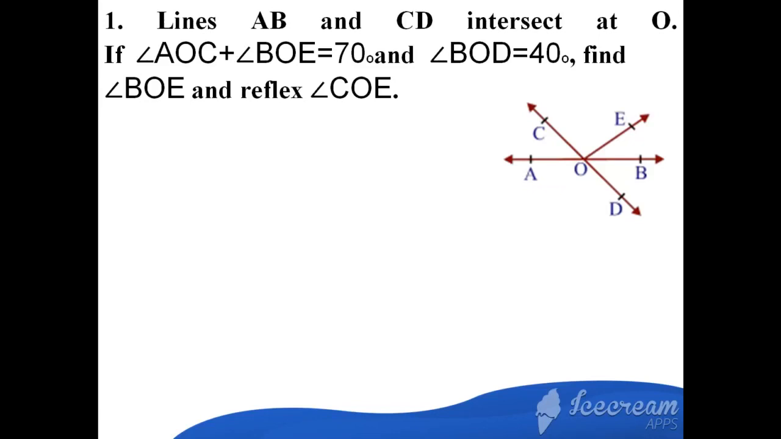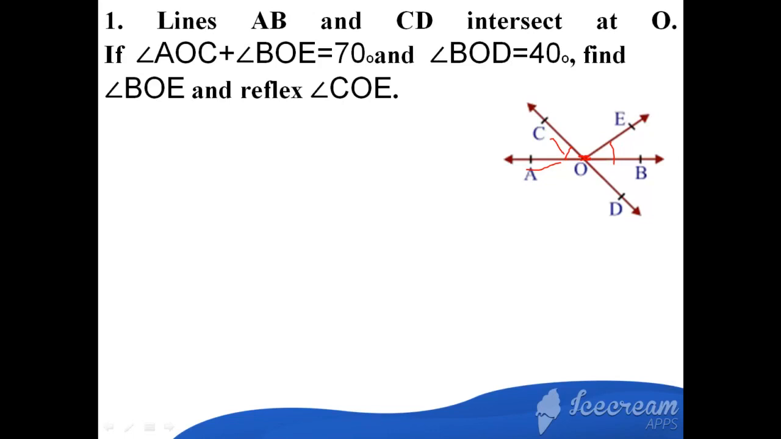First, lines AB and CD intersect at O. This line AB and this line CD intersect at O, this point, and angle AOC plus angle BOE equals 70 degrees. Angle AOC is this angle and angle BOE is this angle. The sum of these angles is 70 degrees, and angle BOD equals 40 degrees.